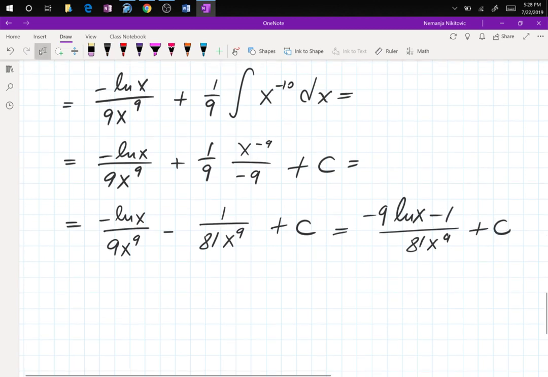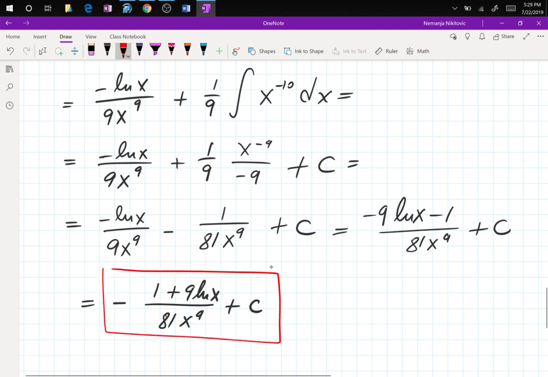And if you want to be really fancy, you kick the negative in front. And you can list 1 first: 1 plus 9 ln x, so there's no confusion. And then 81 x to the 9 plus c. That will be the boss level of simplifying.